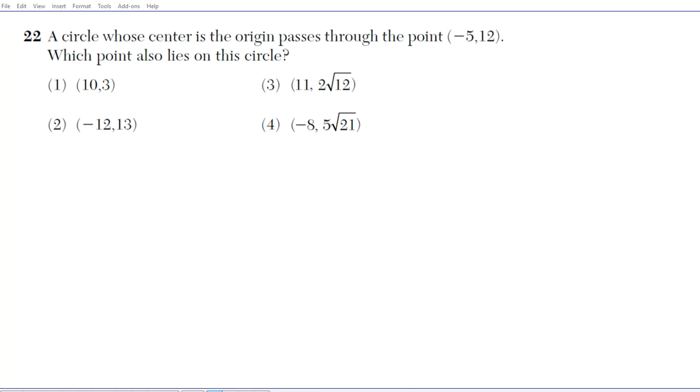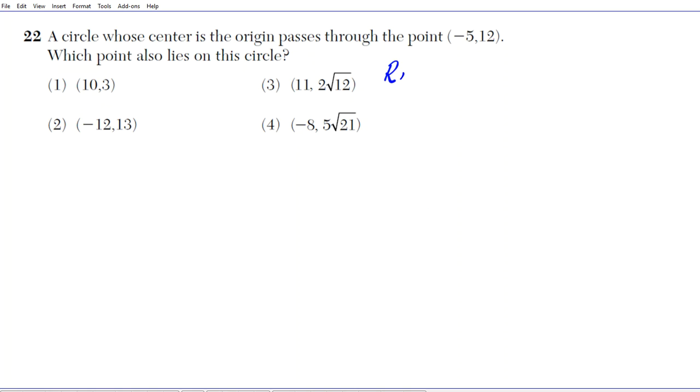All right, let's look at question 22. It reads, a circle whose center is the origin passes through the point -5, 12. Question, which point also lies on this circle? So one fact you want to keep in mind is the connection between points on a circle and the center.